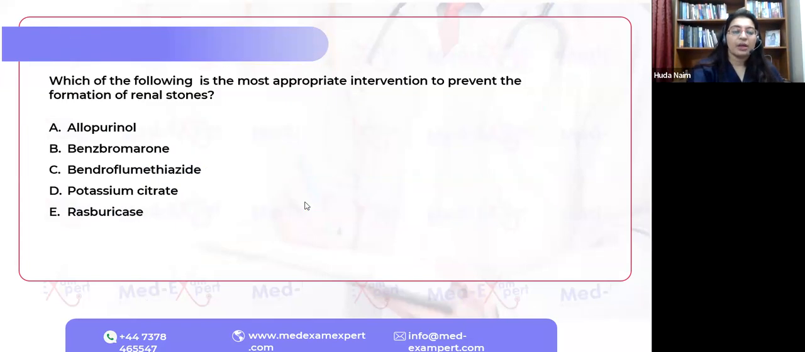So, what would be the most appropriate intervention to prevent the formation of this particular kind of renal stone? What kind of renal stone was it? Yes, it was a uric acid stone. So, how would you prevent it? Very good. You would prevent it by using allopurinol. This is how you have to go through these questions to come up with a diagnosis. You have to think of a diagnosis and then see what the question really wants you to know.